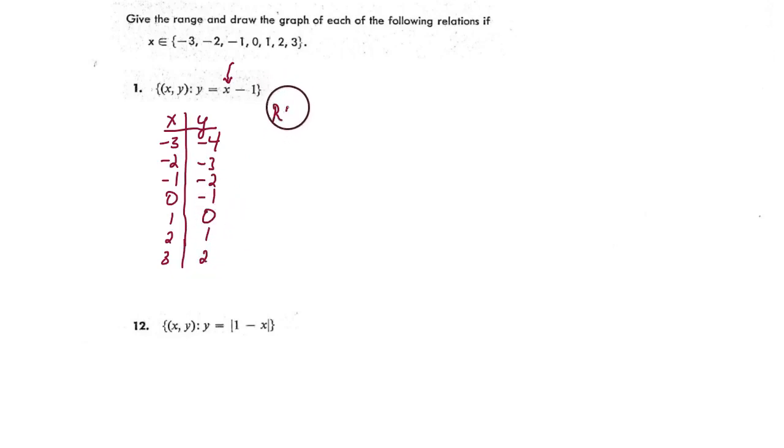We're asked for the range. The range is a list of all the y values that we got. So negative 4, negative 3, negative 2, and so on, all the way up to 2. Now we're asked to graph this.